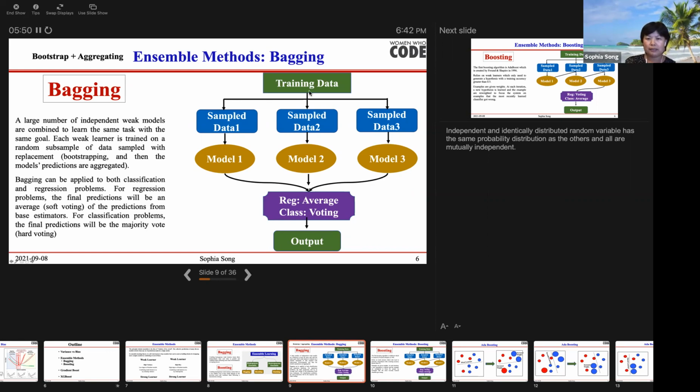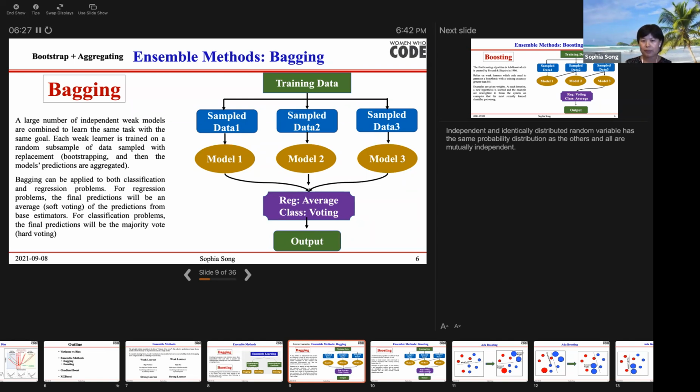Here is the training data set. For the training data set, we take samples. We do the subsample, and for each sub data set, we build one model. For all the subsets, we build multiple models. After we build all the multiple models, if your problem is a regression problem, you can average all these models' output. If your problem is classification, you can use the majority vote to get the output.